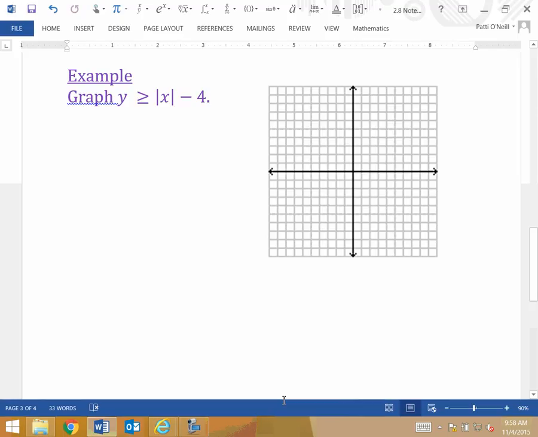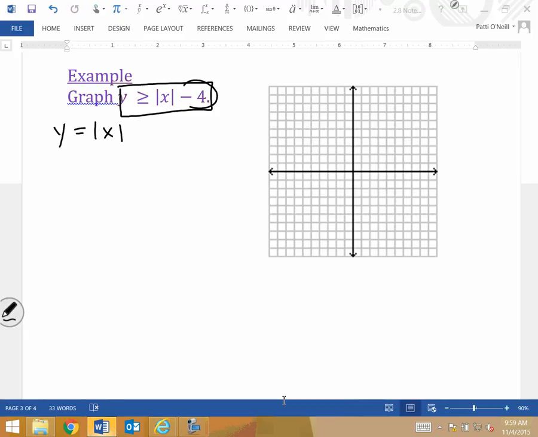So this one is y is greater than or equal to the absolute value of x minus 4. Now, we've talked about this parent function, y equals the absolute value of x. And we know it looks like a v with its vertex at 0, 0, and a slope of 1 in either direction. A slope of 1 going up in the positive and then negative 1 on the other side.